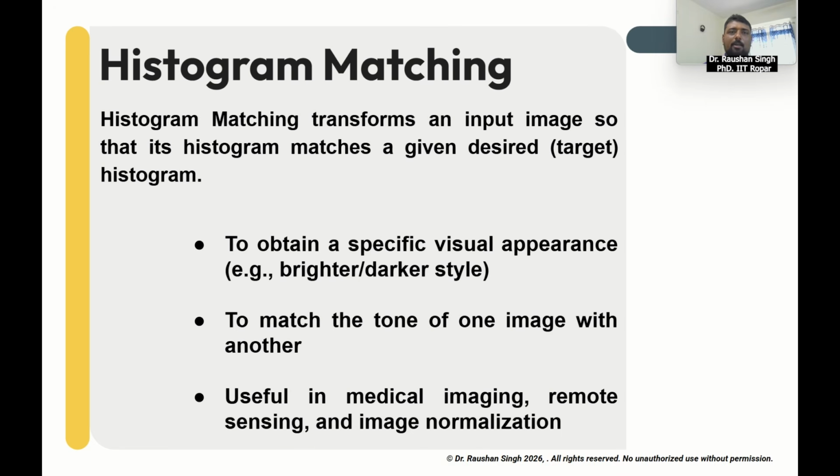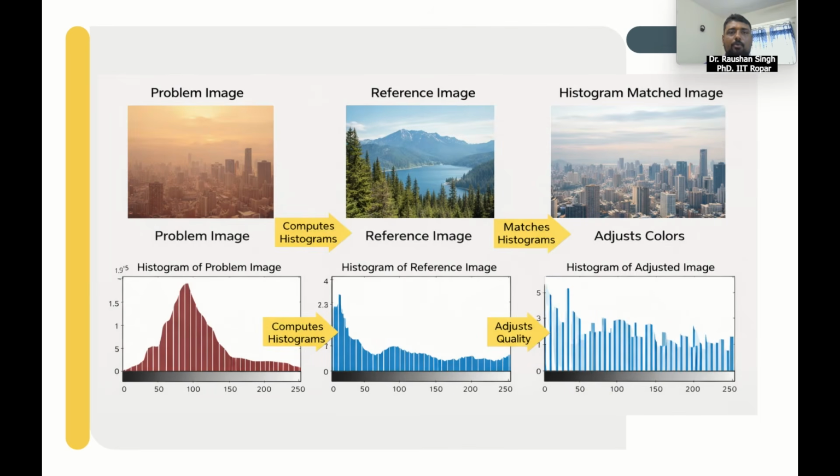So that will be automatically adjusted based on that image, to match the tone of one image with another image. It is useful in medical imaging, remote sensing, and image normalization, and in different techniques. It's very useful. You'll be seeing right now how useful it is.